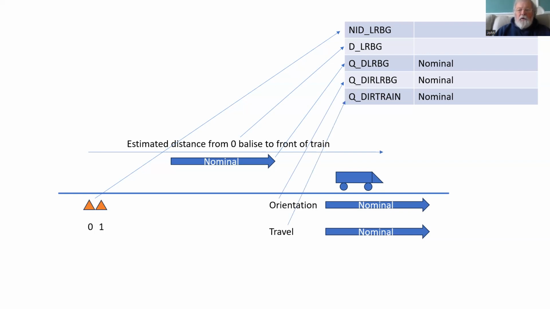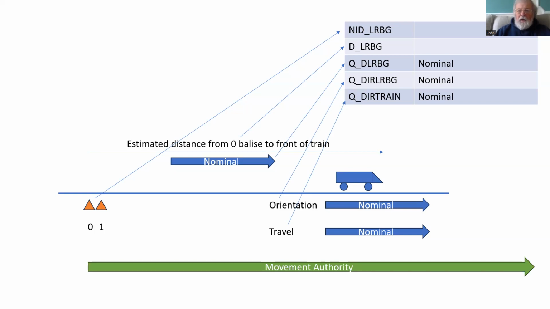So what happens when a train gets a movement authority? Well, that movement authority is related to the Balise group, the LRBG, and again, it starts at the reference Balise. And the applicable direction of the movement authority is either nominal or reverse. In this case, it would be a nominal direction movement authority relative to the 0 Balise in the LRBG.